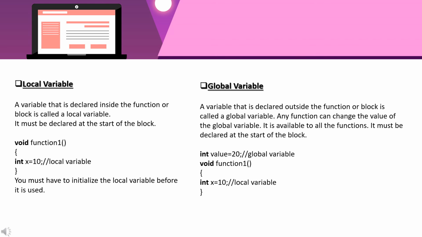It must be declared at the start of the block. Here in this example, the global variable int value equal to 20 is declared outside function 1, and in the function there is a local variable, that is int x equal to 10. The global variable value equal to 20 can be used anywhere and for any function, as it's a global variable.